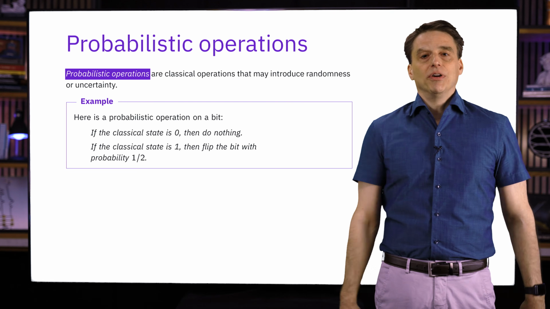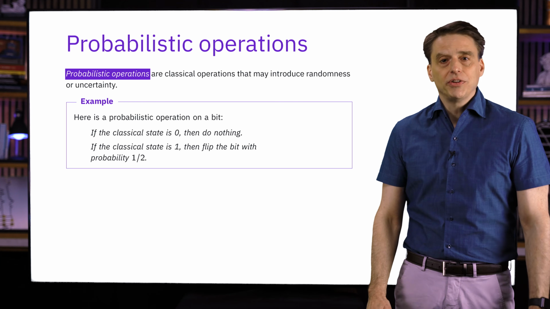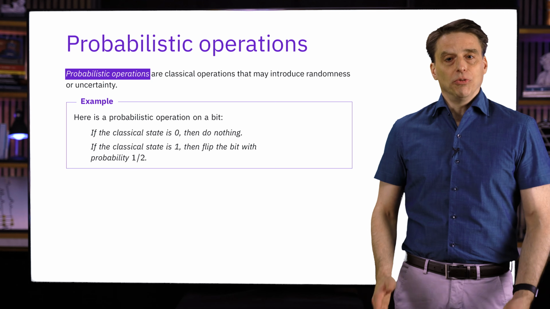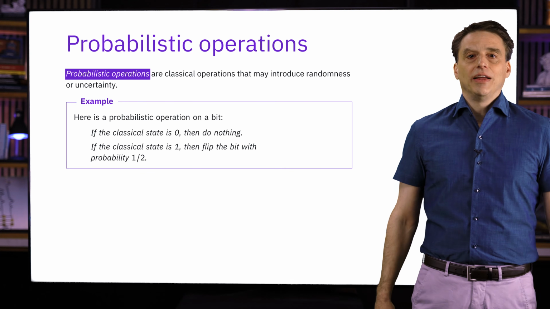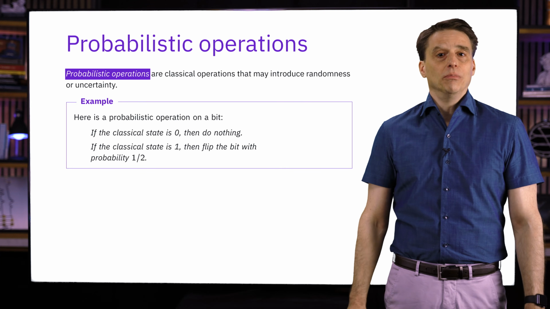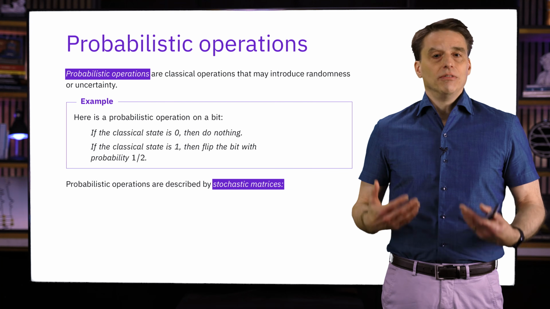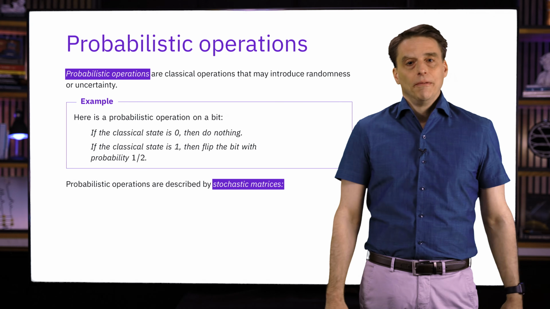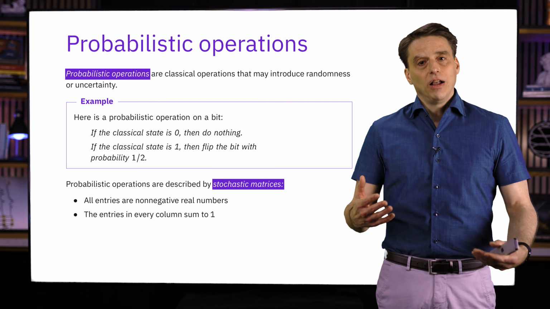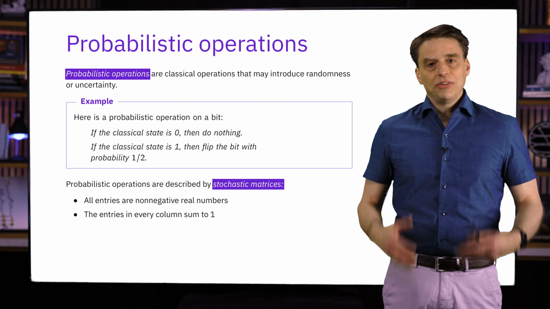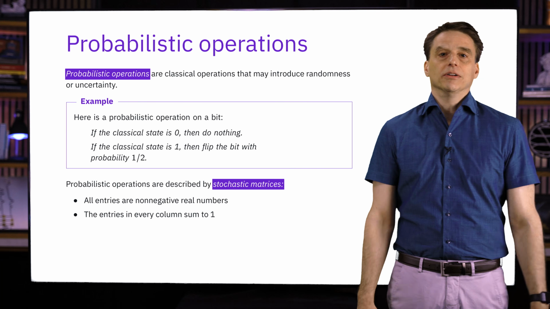Just like deterministic operations, probabilistic operations can be represented by matrices, and their actions on probabilistic states are given by matrix-vector multiplication, just like before. This time it's not necessarily the case that the matrices have exactly one 1 in each column and zeros otherwise. Probabilistic operations are more generally represented by stochastic matrices. These are matrices whose entries are all non-negative real numbers and where the entries in each column sum to 1. That's equivalent to saying that stochastic matrices are matrices where every column forms a probability vector.